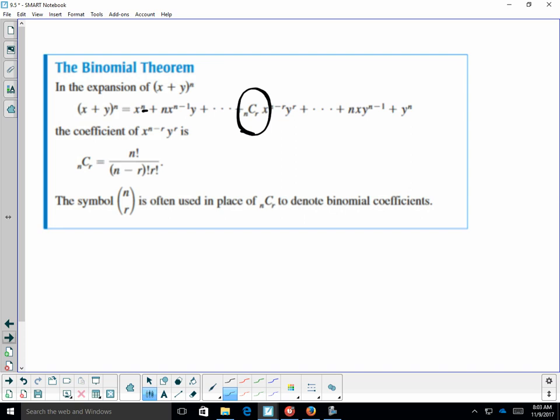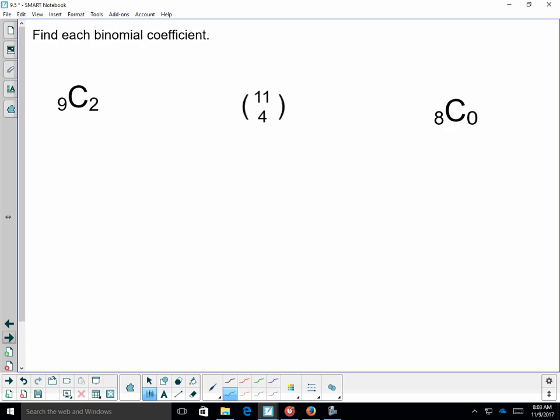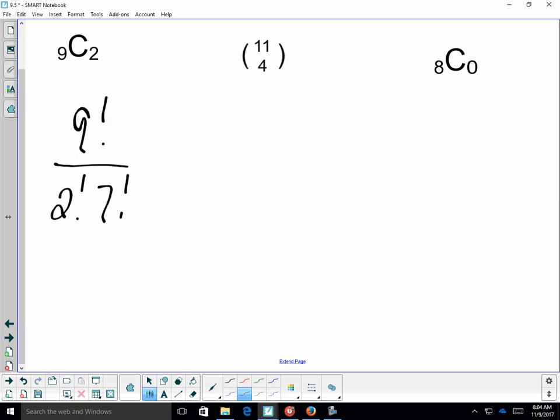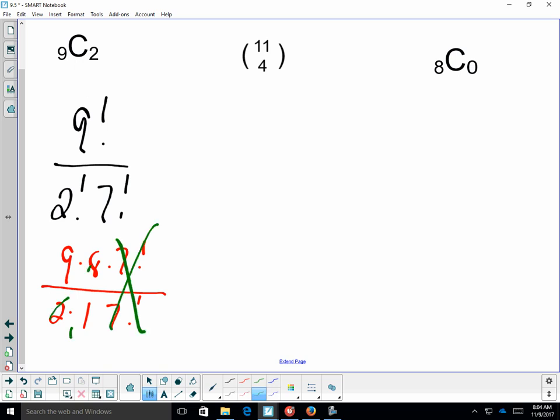So let's talk about how we simplify a combination first. If I have combination 9, 2, that's going to be understood as 9 factorial over 2 factorial, then I take 9 minus 2 and I get 7 factorial. The 2 and the 7 should always add up to the top one. Then refreshing our memory of what we did last section, we do 9 times 8 times 7 factorial over 7 factorial, 2 times 1. The 7 factorials will simplify, the 2 and the 8 will simplify, and I'm left with 36.